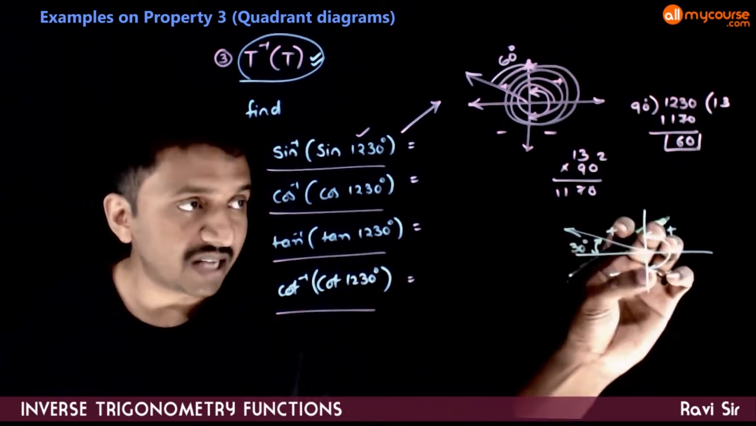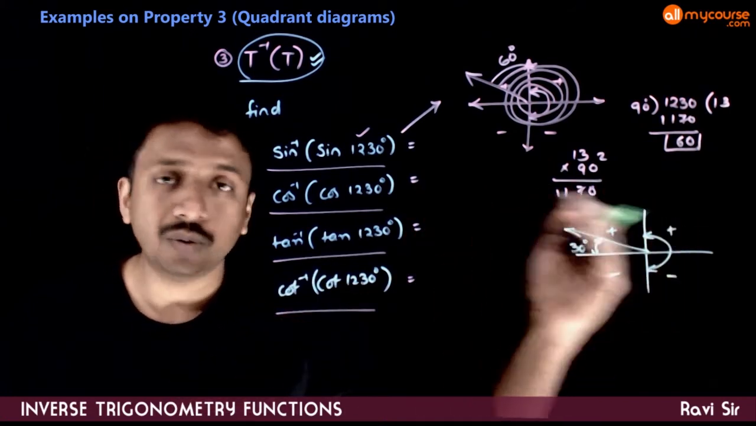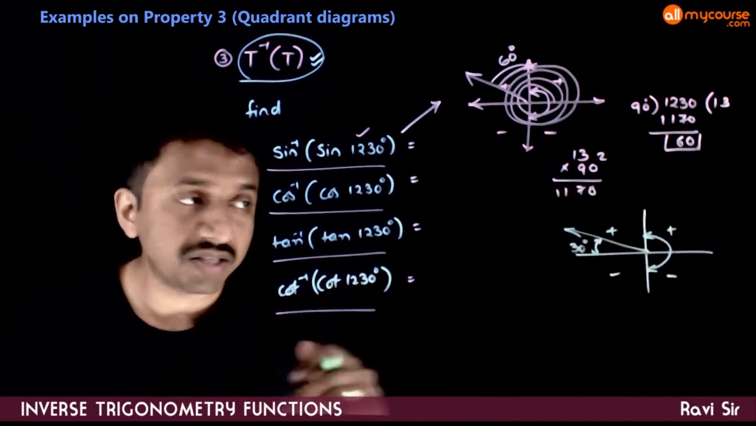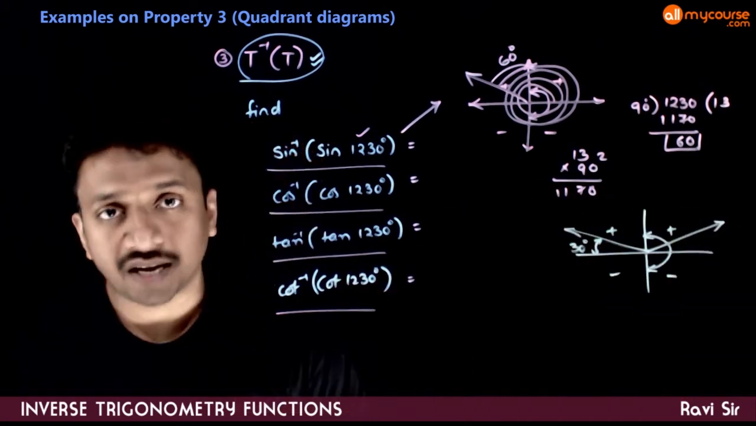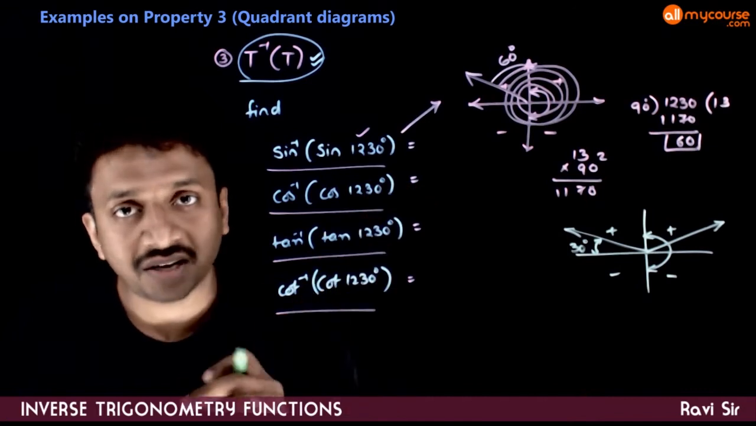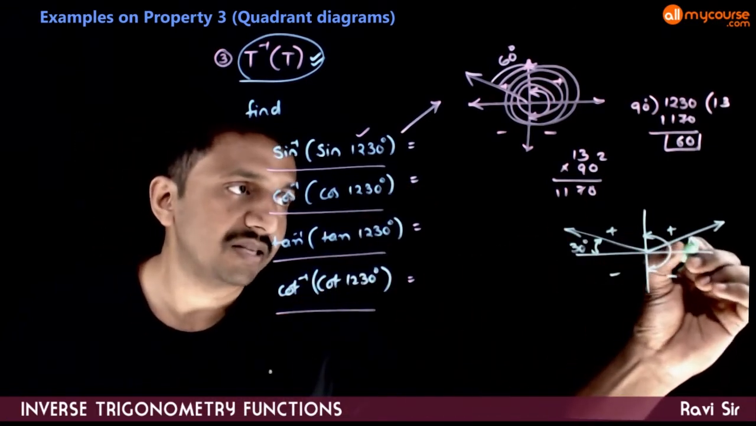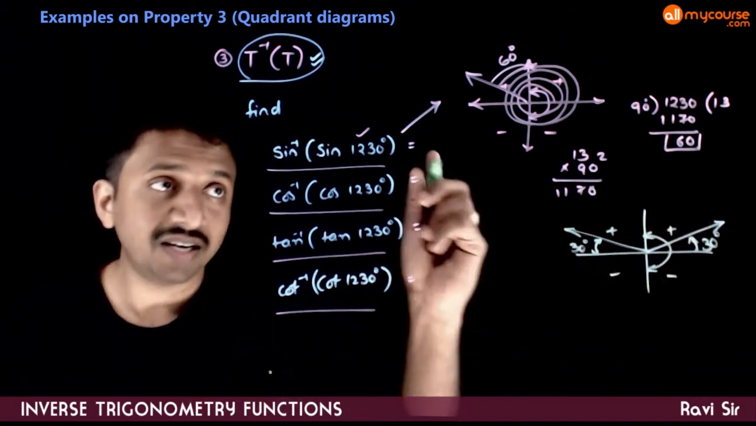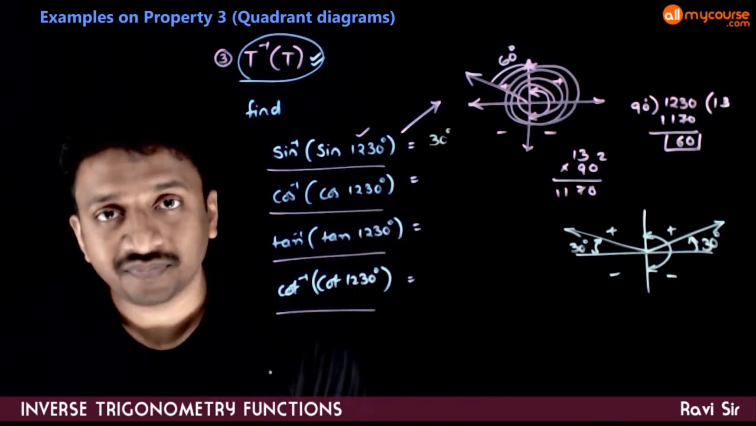Now this ray lies outside the range. So you have to take this ray into the range by reflection. Positive has to go to positive. So reflect about the y-axis. Now whatever is the angle corresponding to this ray is the answer. So if this is 30 degrees, by reflection this also is 30 degrees, and this ray corresponds to 30 degrees. And the answer here is 30 degrees.